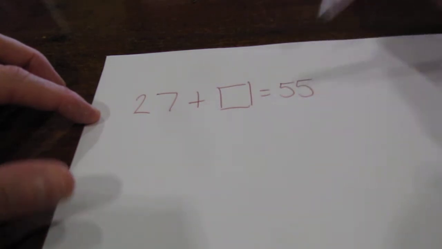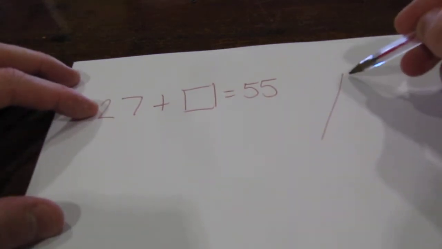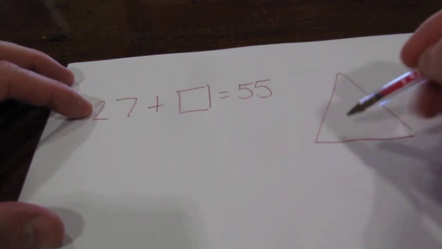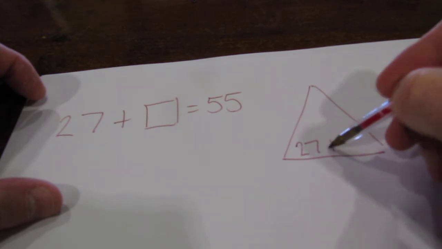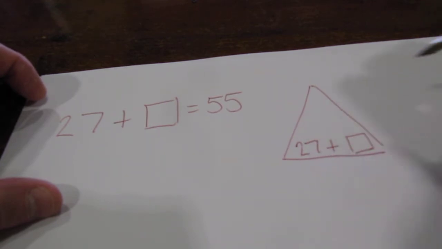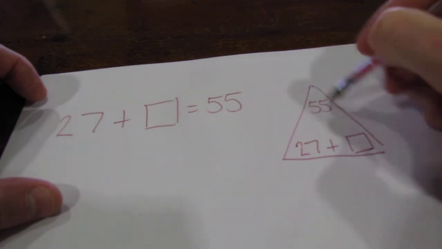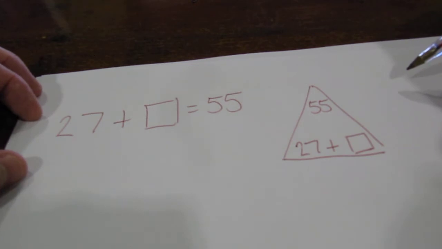To help us out here, we're going to go back to our fact family triangles. So I'll draw my triangle. You will use a ruler. Now with my fact family, I know that we have our workers, our smaller numbers, at the bottom. 27 add something equals 55. And there's my boss number at the top there. I can now write all of my facts and find a simple calculation to solve.